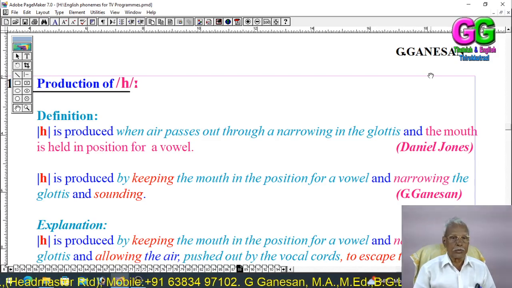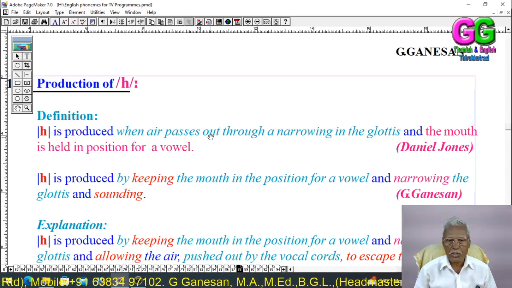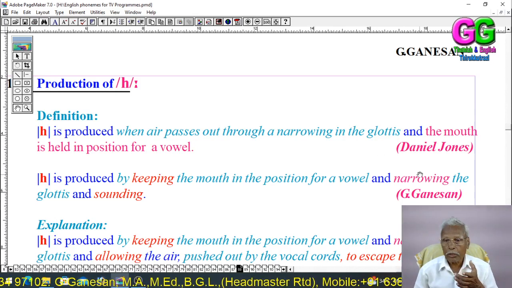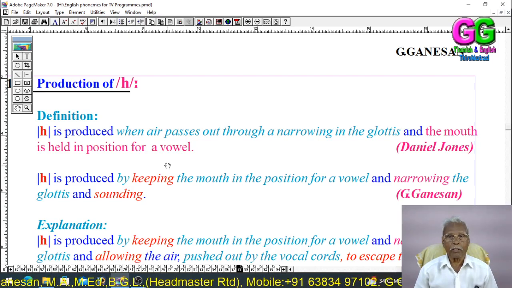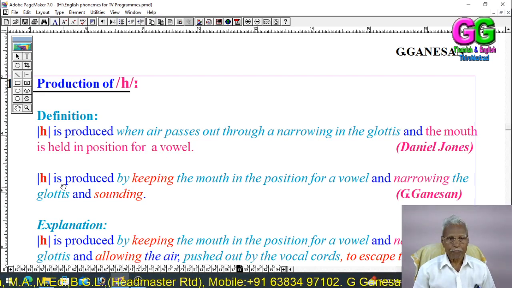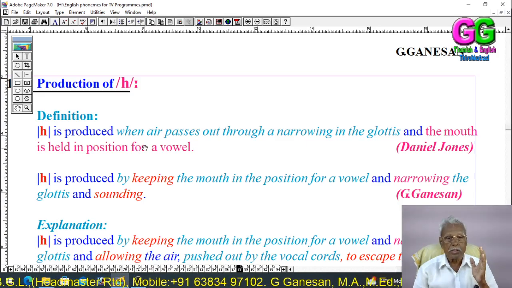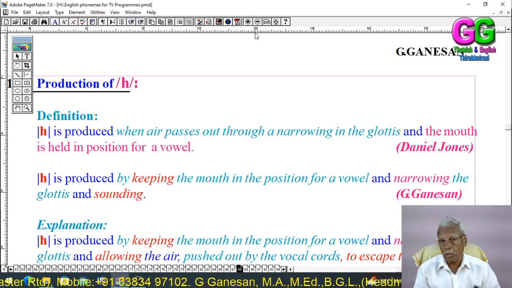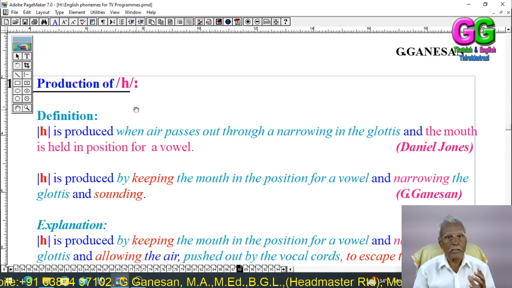The definition of Daniel Jones: h is produced when air passes out through a narrowing in the glottis, and the mouth is held in position for a vowel.